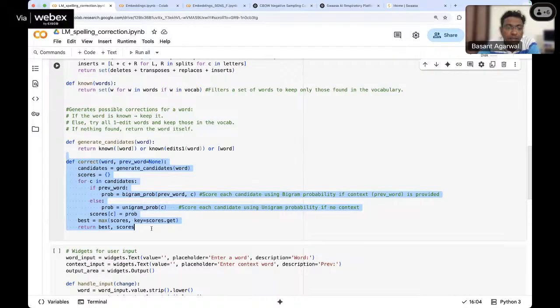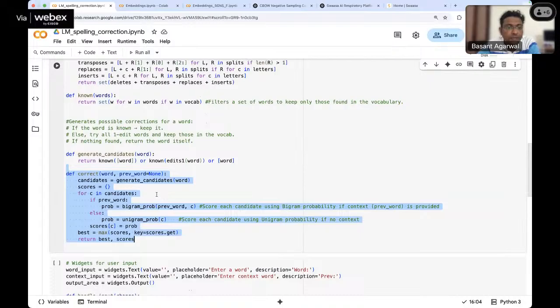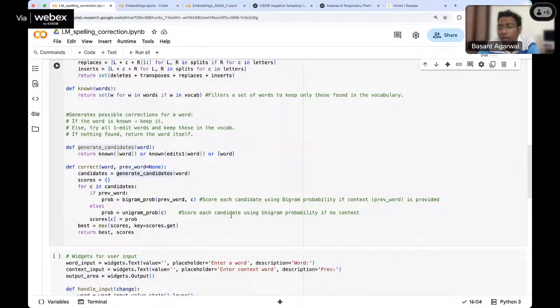So this is a function where we do this kind of operation, in which we first generate the candidate words, and we see all the context, if there is a context given to us. We'll use a bigram language model for that, and we compute the score. And if the context word is not given, then we'll use the unigram language model and find out the probability of that word. So if context is given, it is better to get the correct spelling word. Okay.